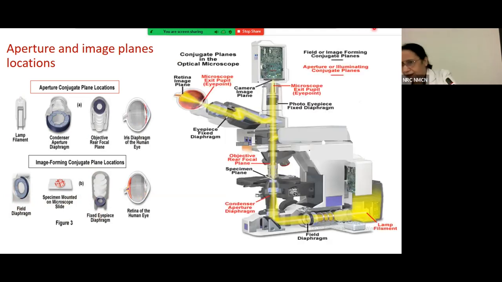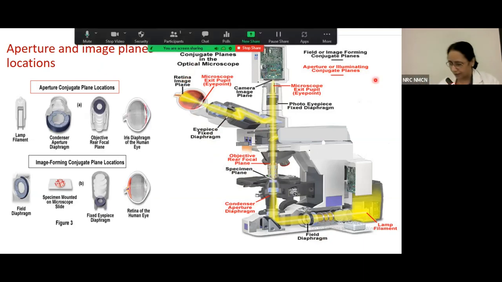So if you see in a microscope, the red ones, the lamp filament, condenser aperture diaphragm, objective rear focal plane, and microscope exit pupil or eye point are the aperture or illuminating conjugate planes. While the black ones, the field diaphragm, specimen plane, eyepiece fixed diaphragm and retina are the image forming conjugate planes.